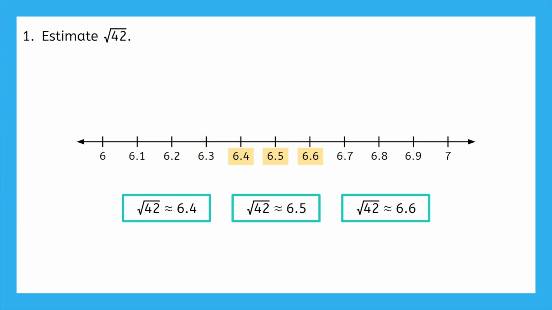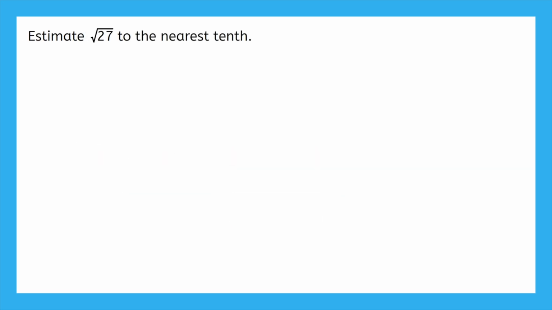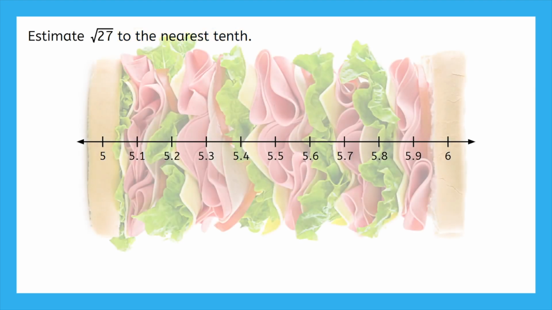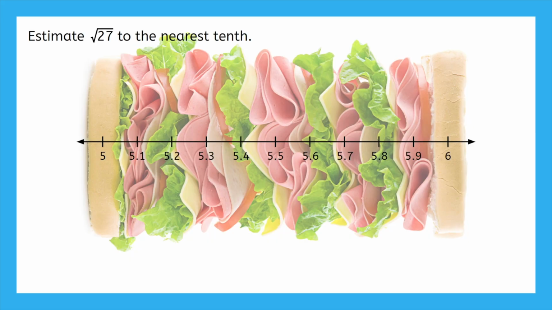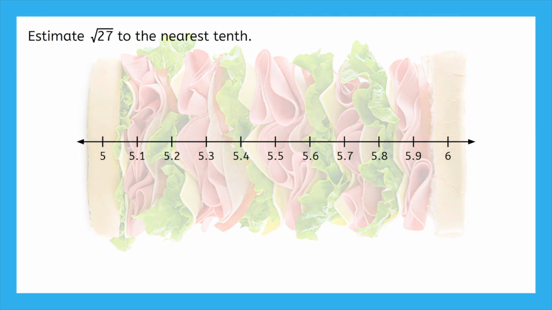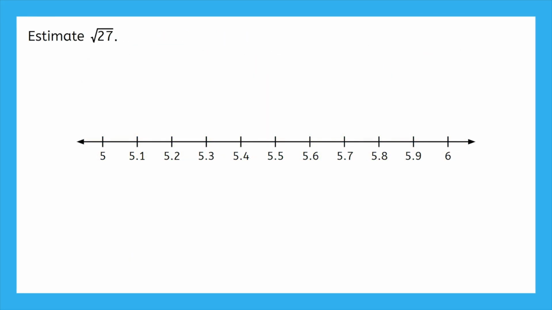Now, these estimates are useful when we don't need a precise value, but how could we get a more accurate estimate if we needed one, like for my birdhouse? Let's try estimating the square root of 27 to the nearest tenth. To the nearest tenth means we need a more accurate estimate this time. We know the square root of 27 is between 5 and 6 somewhere. Using the strategies we've learned so far, how would you estimate the square root of 27?